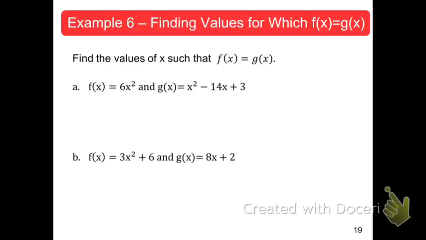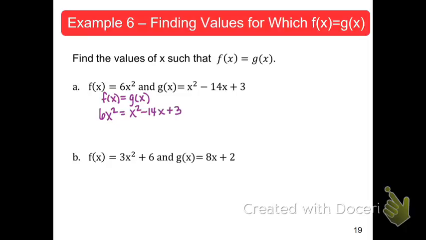In example 6, we're going to find the values of x such that f of x equals g of x. So that means we're just going to set our two equations equal to each other and solve. For A, if I'm looking for f of x equal to g of x, that means then that 6x squared is equal to x squared minus 14x plus 3.